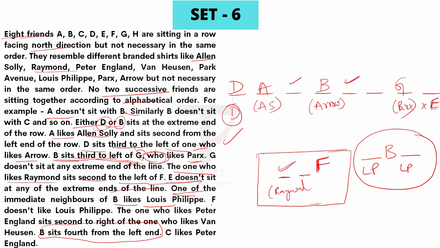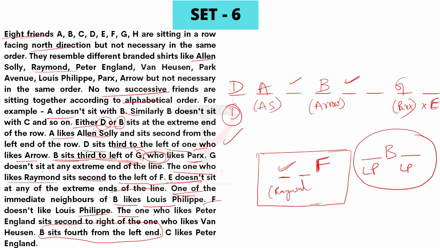And now F doesn't like Louis Philippe, which means F doesn't come here. F also doesn't come here, right? F is not an immediate neighbor of B. And also if you observe this, okay, so what is the next statement?